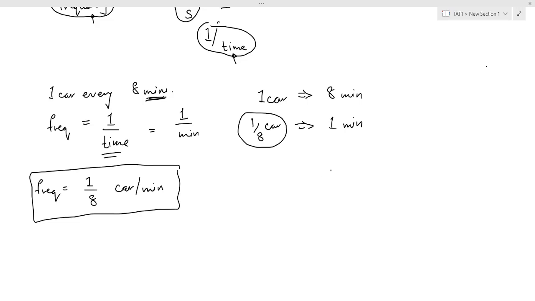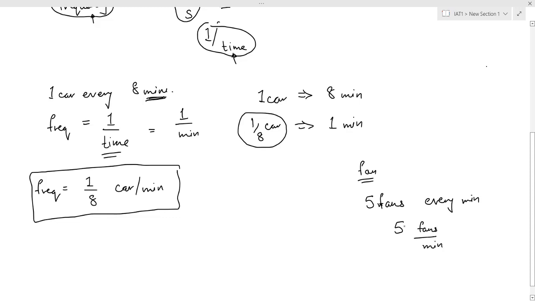I will just give you another example. Let us say that you are working in some kind of a fan manufacturing company, and in that company, 5 fans are manufactured every minute, right? So in this case, what is going to be your frequency? Your frequency is going to be 5 fans per minute. Why? Because how many fans are manufactured in every minute? 5 fans are being manufactured in every minute.